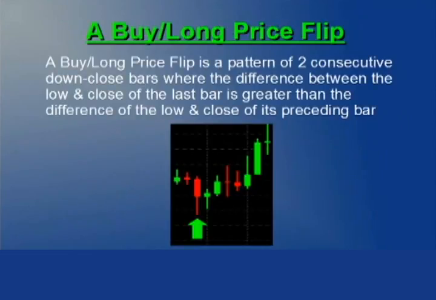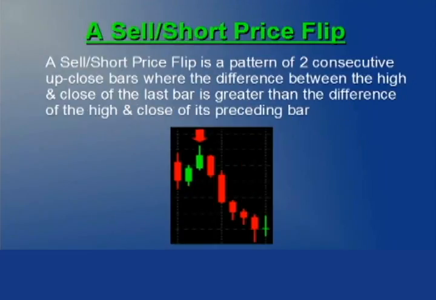A buy-long price flip is a pattern of two consecutive down-close bars where the difference between the low and the close of the last bar is greater than the difference of the low and the close of its preceding bar. A sell-short price flip is a pattern of two consecutive up-close bars where the difference between the high and the close of the last bar is greater than the difference of the high and the close of its preceding bar. In other words, this wick is bigger than this wick.